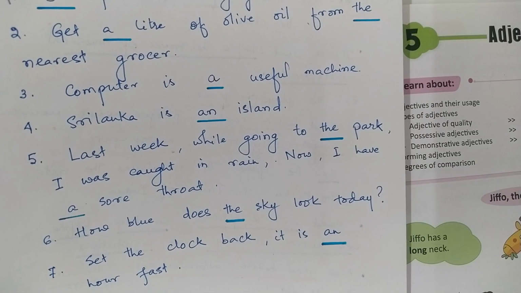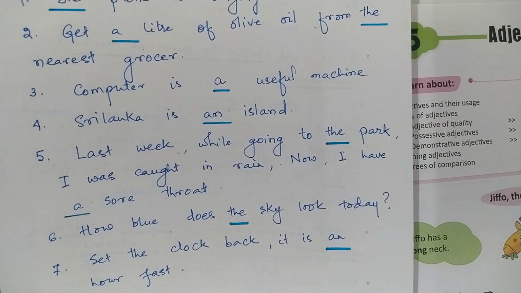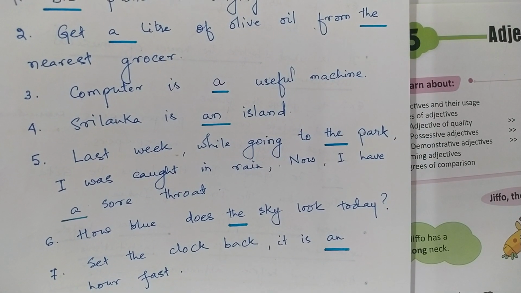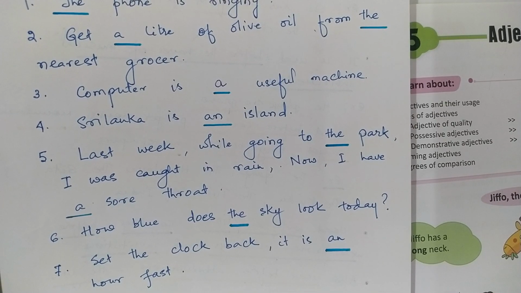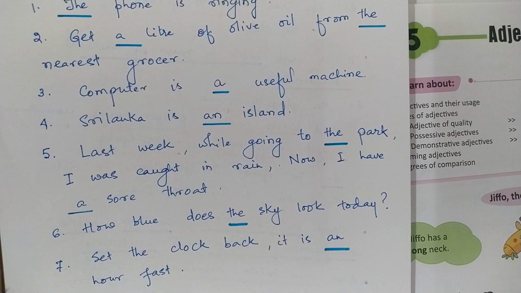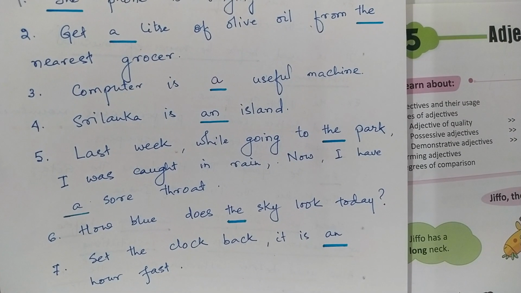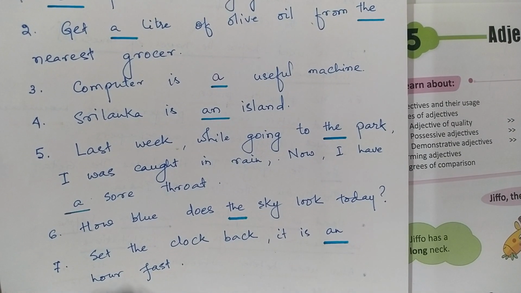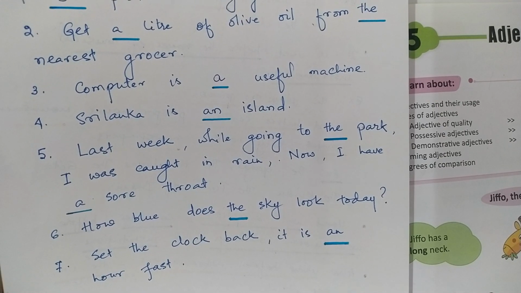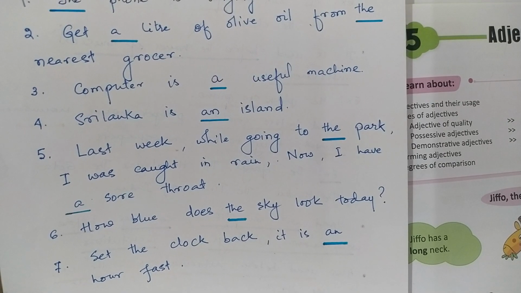Number 6, how blue does the sky look today? The sky is a definite article. The is used for sky. Number 7, set the clock back. It is an hour fast. Like I told you, where we use an in case of hour or honest. So an honest man, an hour.